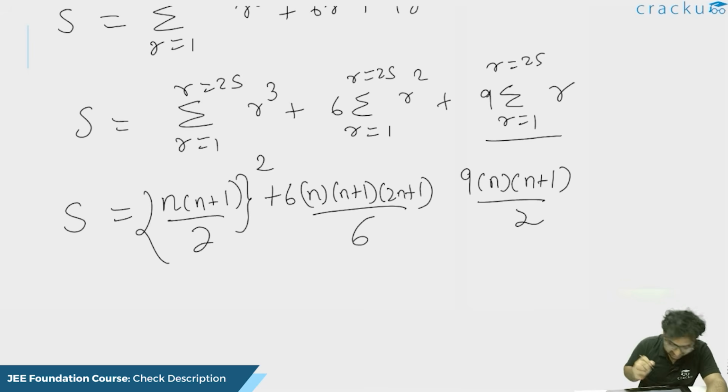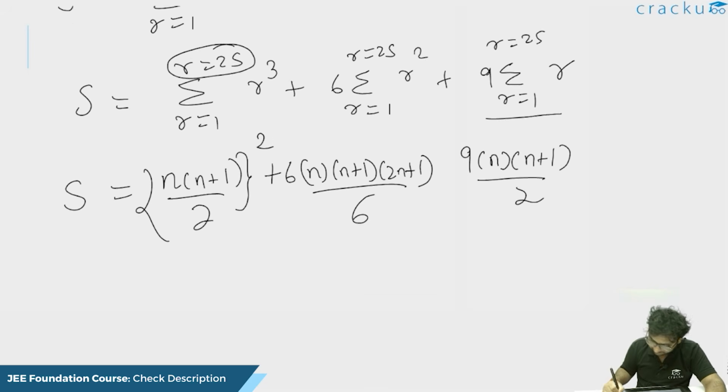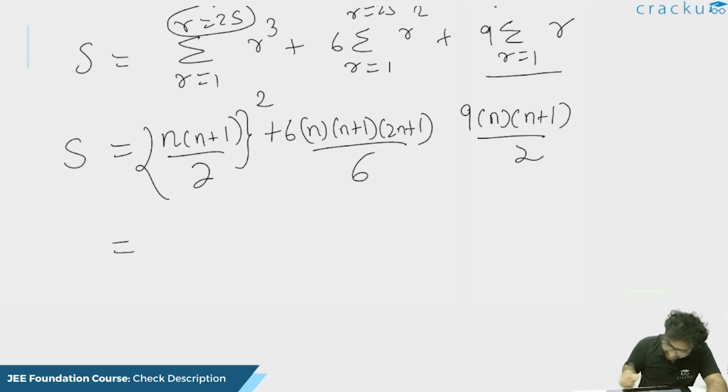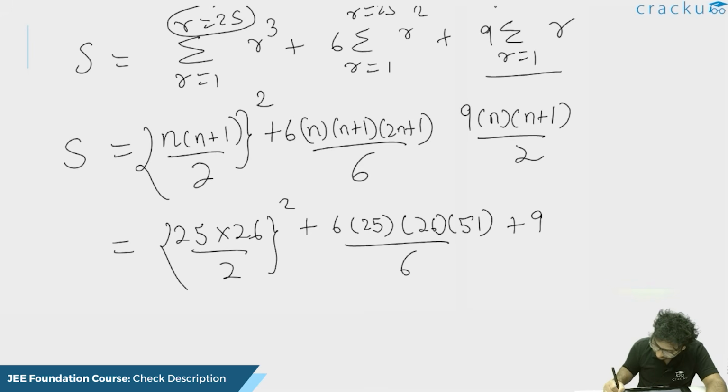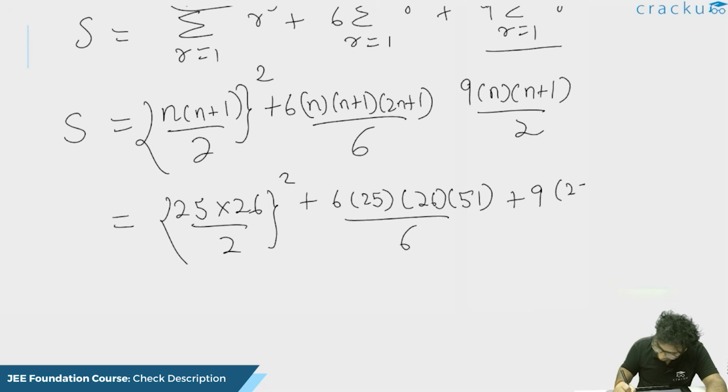So this is equal to S. And what is n? n is the number of terms, and we are calculating till r equal to 25. So n is equal to 25. So this is 25 into 26 by 2 whole square plus 6 into 25 into 26, 25 2s are 50, so 51 by 6, plus 9 into 25 into 26 by 2.